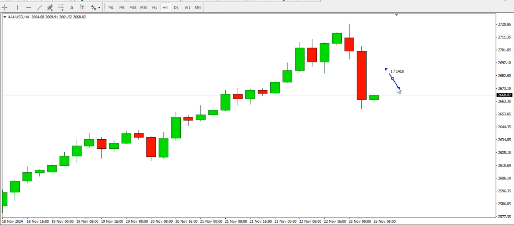But if price is going to drop on the 4-hour time frame, we have some order block levels on the 4-hour time frame where price might likely drop to, where we expect price to drop to on the 4-hour time frame.